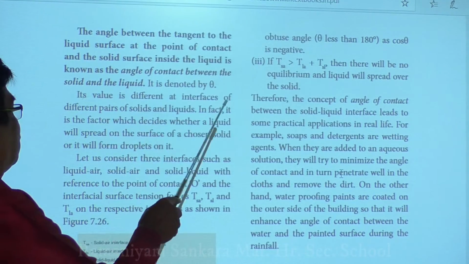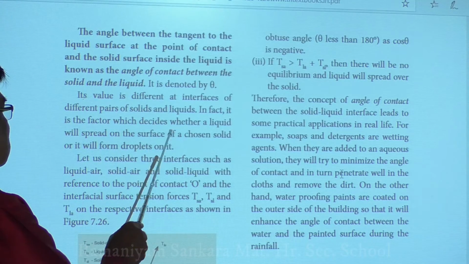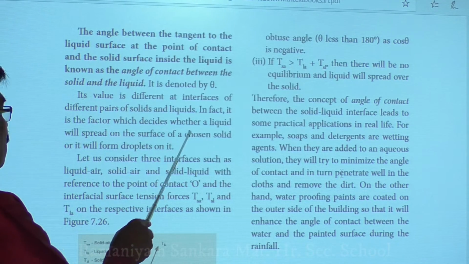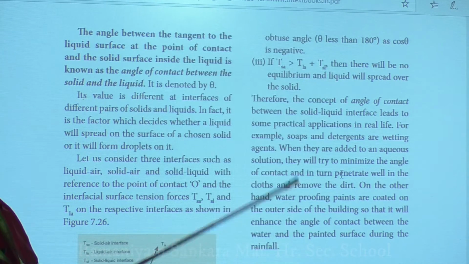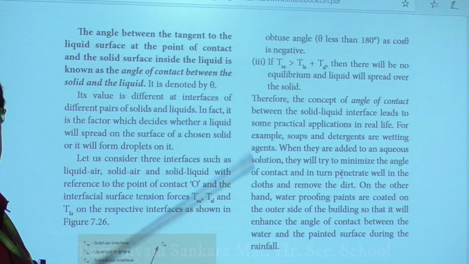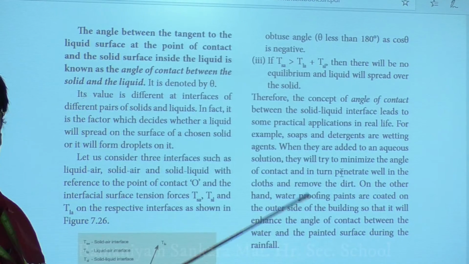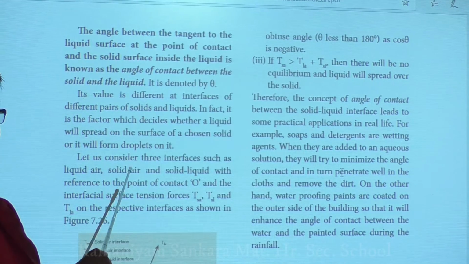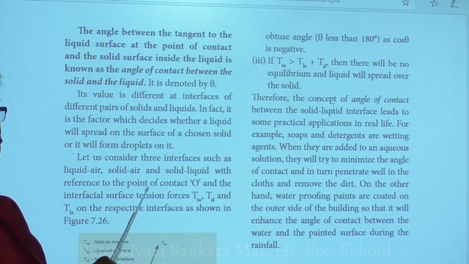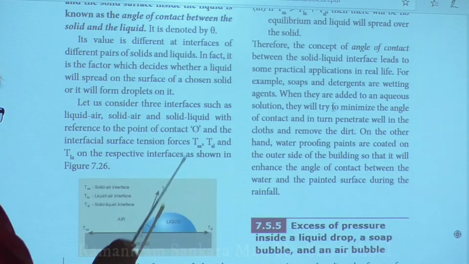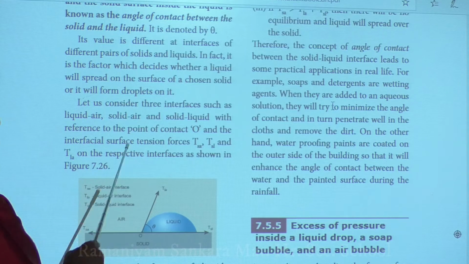Its value is different at the interface for different pairs of solids and liquids. In fact, it is the factor which decides whether the liquid will spread on the surface of the chosen solid or form droplets on it. Okay, you would have seen water droplets on a leaf. Let us consider 3 interfaces: liquid-air, solid-air and solid-liquid. Remember carefully, with reference to the point of contact O, the interfacial surface tensions are TSA, TSL and TLA.